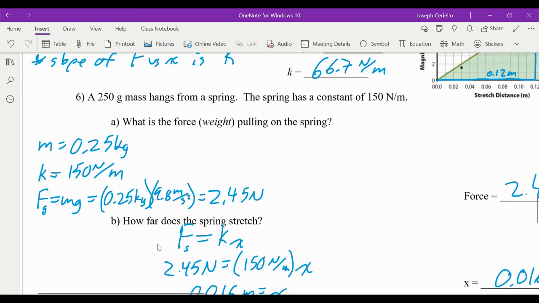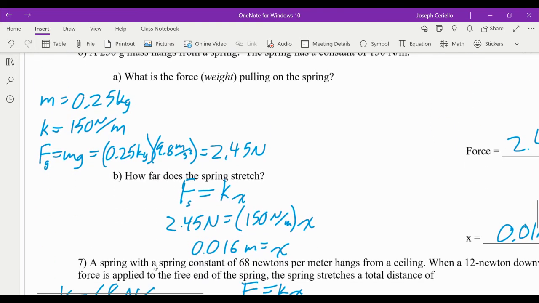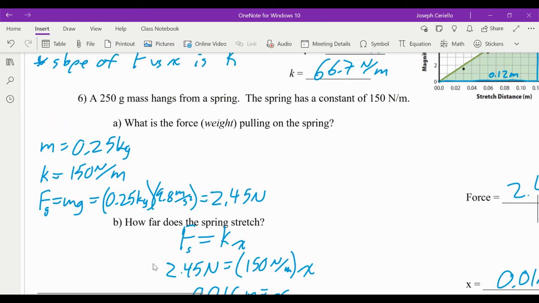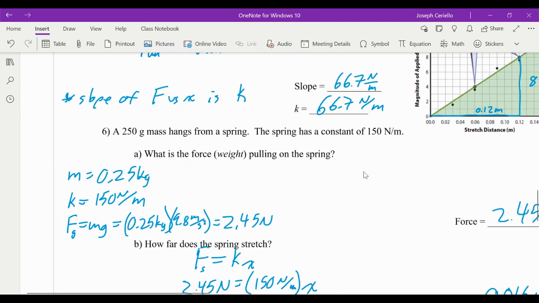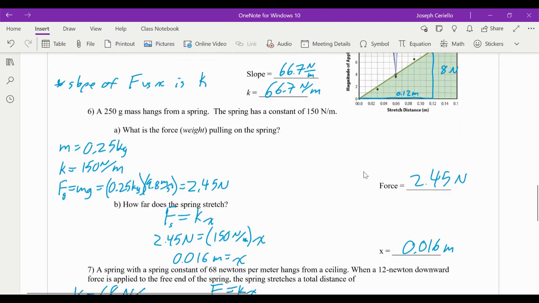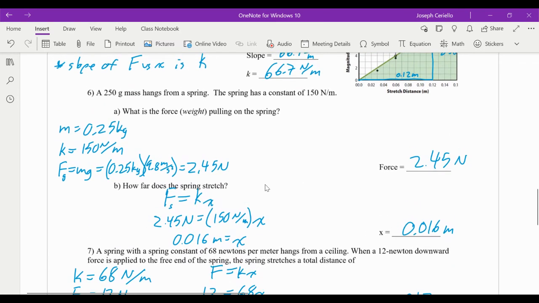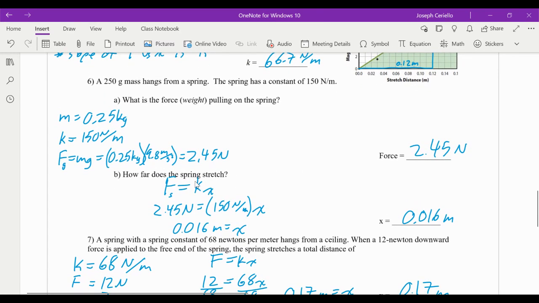So if an object of a certain mass hangs from a spring, and the spring constant is 150 newtons per meter, what's the force pulling on the spring? How far does the spring stretch? Now, I will tell you, this was not a two-part question on the Regents exam. You had to know that the force pulling on the spring was equal to the weight of the object. So you had to know to do this whole mg thing to find the force.